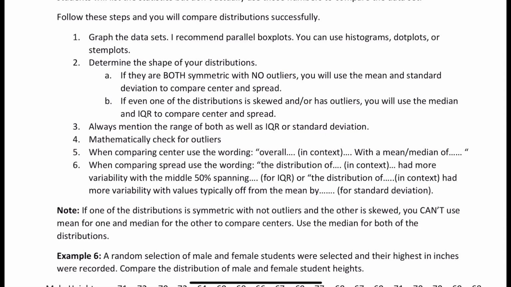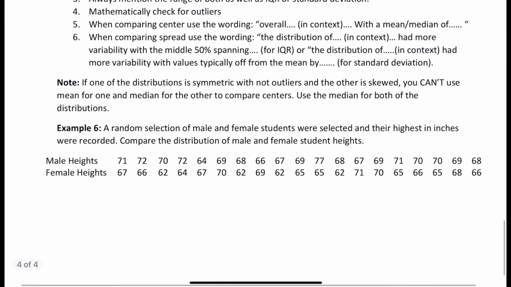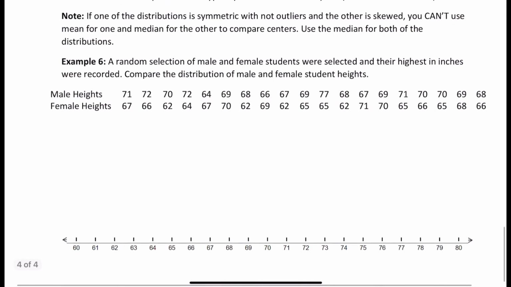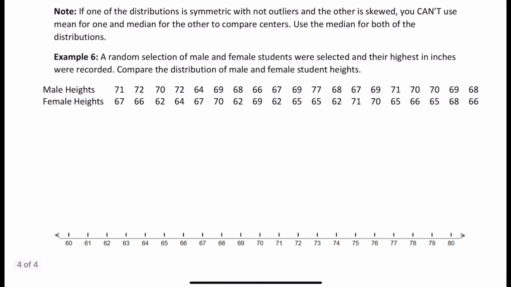We're always going to mention the range on both, as well as one of the other measures of spread. We want to check for outliers. We want to use these wordings here that I've provided for you, or at least something very similar to it. And one final note, if one of those distributions is symmetric with no outliers and the other skewed, we're not going to be using mean for one and median for the other, since they don't mean the exact same thing. So we're going to use median for both, since they mean the same thing.